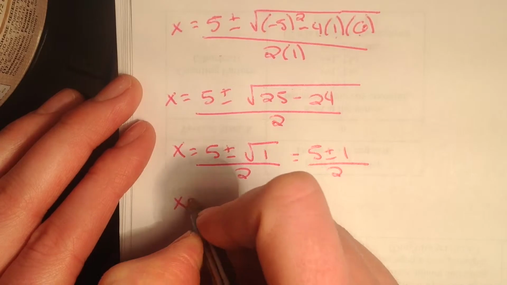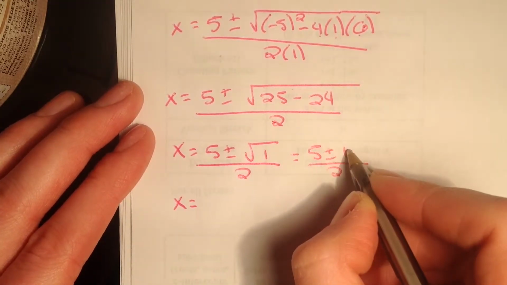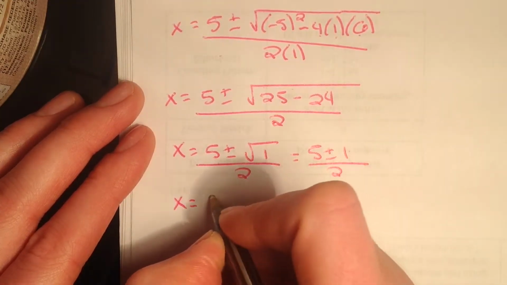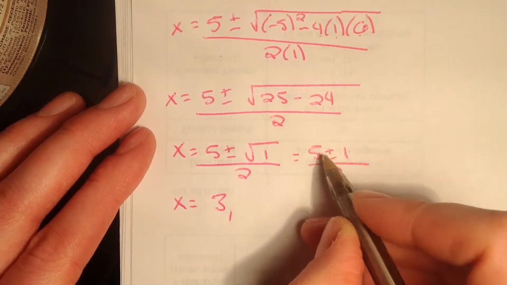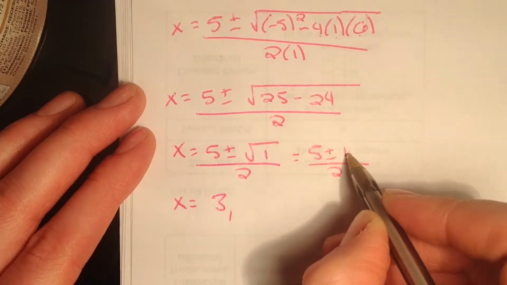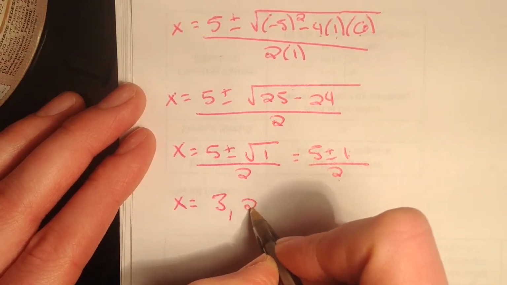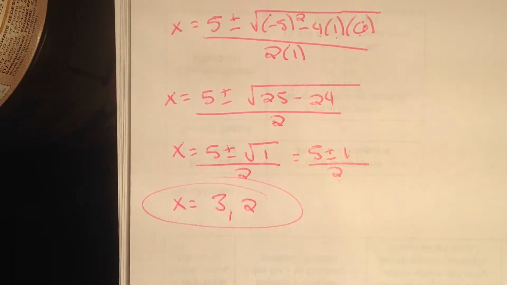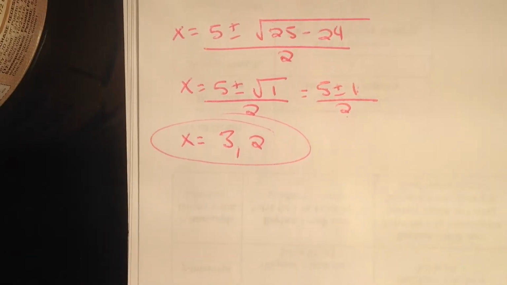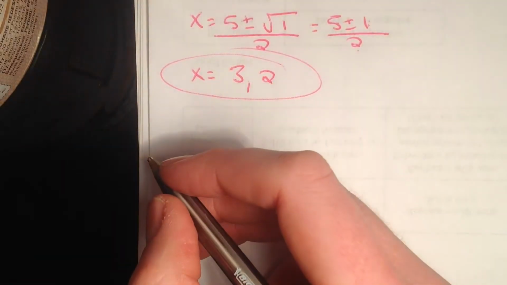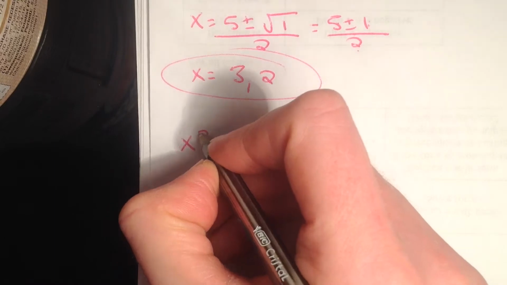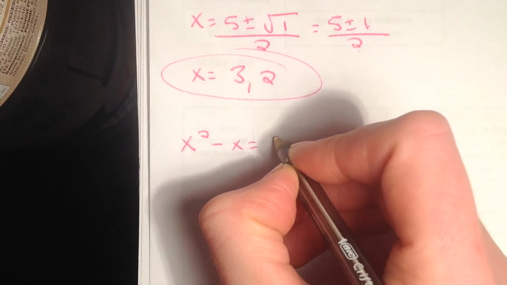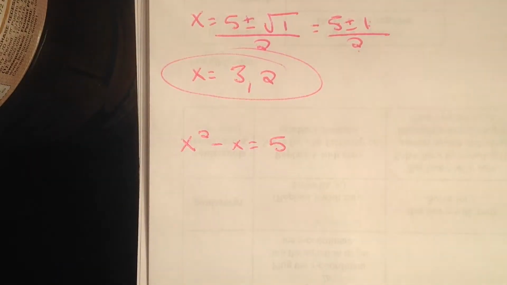So in other words, 5 plus 1 makes 6, and 6 divided by 2 makes 3. 5 minus 1 makes 4, and 4 divided by 2 makes 2. So these two solutions are what we would get if we were to factor and solve. It's just another way of doing it. And the quadratic formula is really cool in that it also works on quadratics that aren't factorable, they're prime.